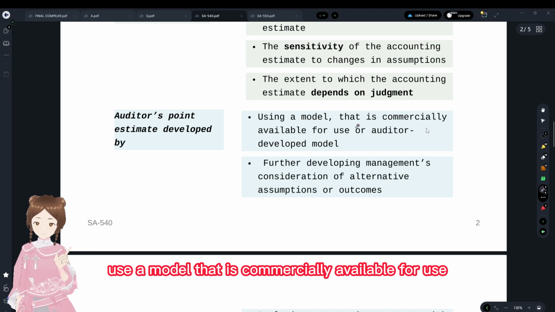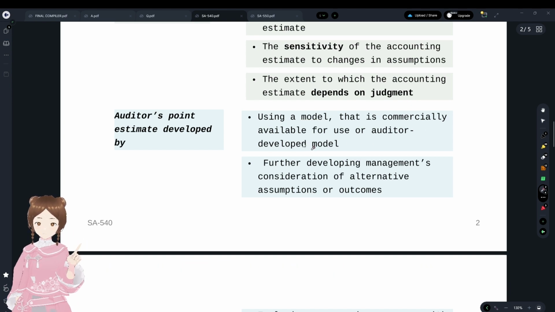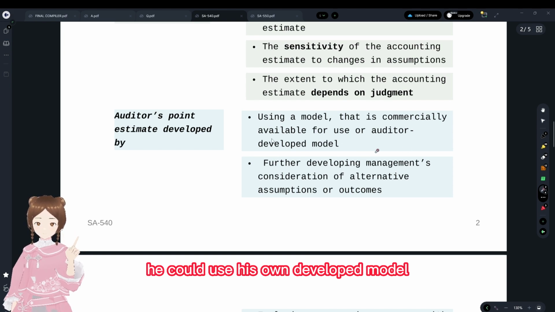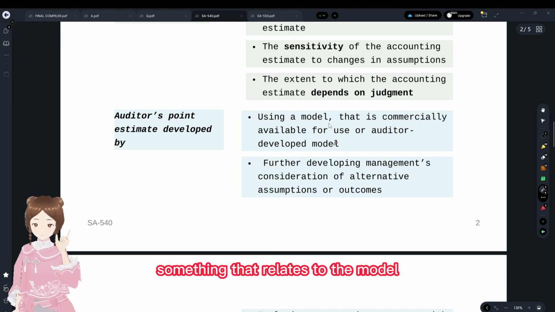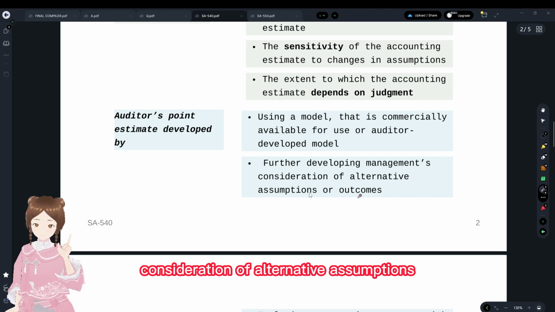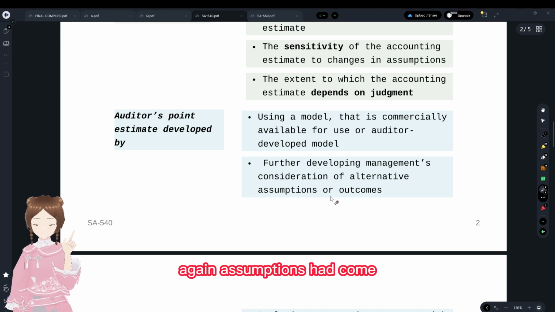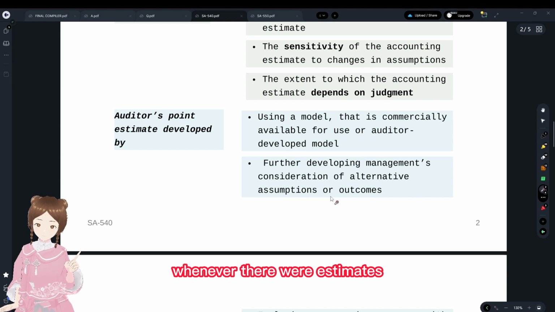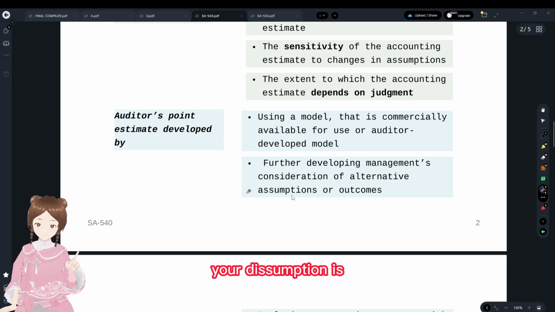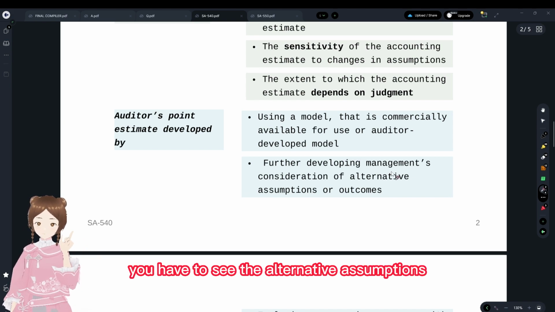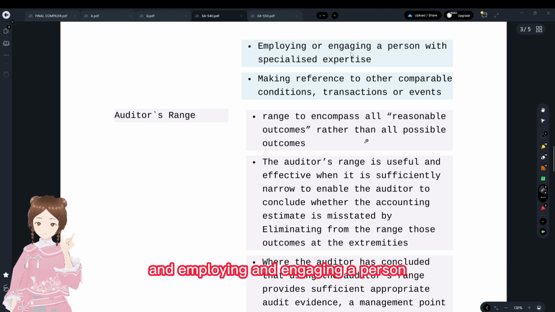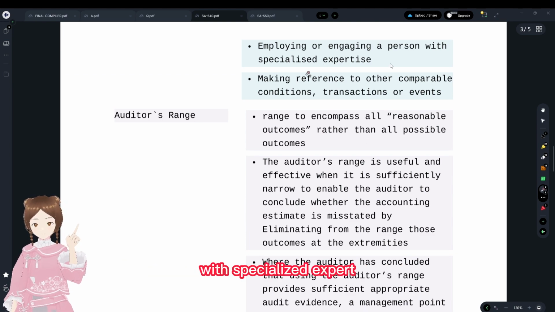He uses a model that is commercially available, or an auditor-developed model. He can use his own developed model or one available in the market, something that relates to the model. Then, further developing management's consideration of alternative assumptions. Again, assumptions have come up. Whenever there are estimates, there has to be an assumptions point. Here he has to see the alternative assumptions and the outcomes with regard to that, and employing or engaging a person with specialized expertise.